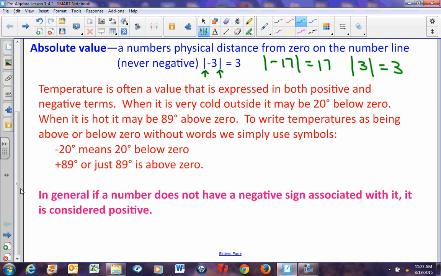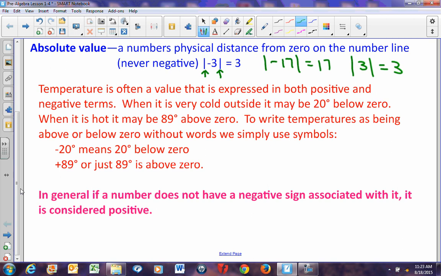To write temperatures as being above or below 0 without words, you use symbols. Negative 20 means 20 degrees below 0. Plus 89 or just 89 degrees is above 0. In general, if a number does not have a negative sign associated with it, it is considered to be positive. Okay, so if it has no negative sign, it's positive. That's just the way the world works.